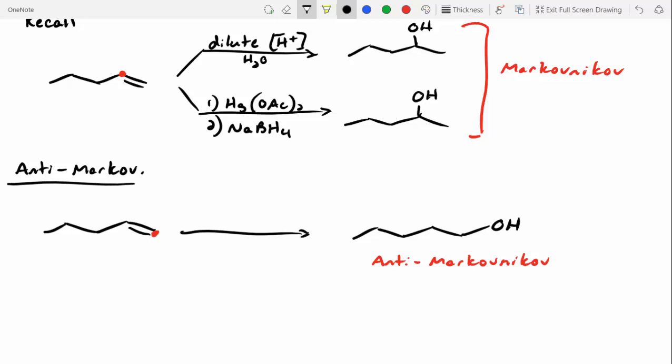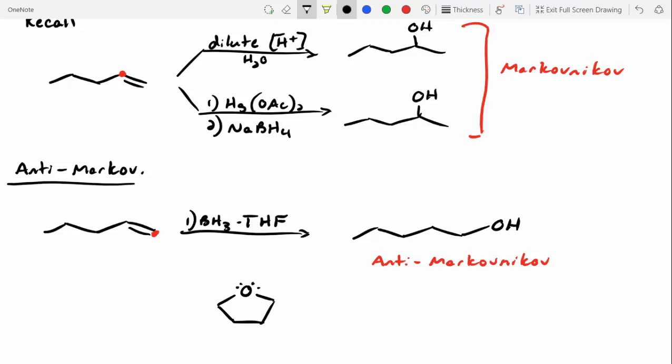The reagents we're going to use for this are borane, which is BH3, and then it gets complexed with THF. So we just write BH3·THF. Does anybody remember what THF stands for? Tetrahydrofuran. It's an ether solvent that looks like this. It's got 2 lone pairs on there.